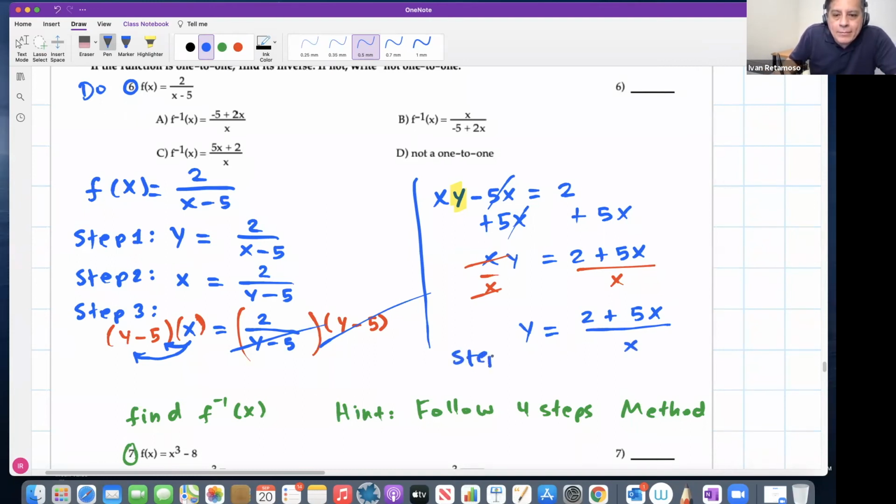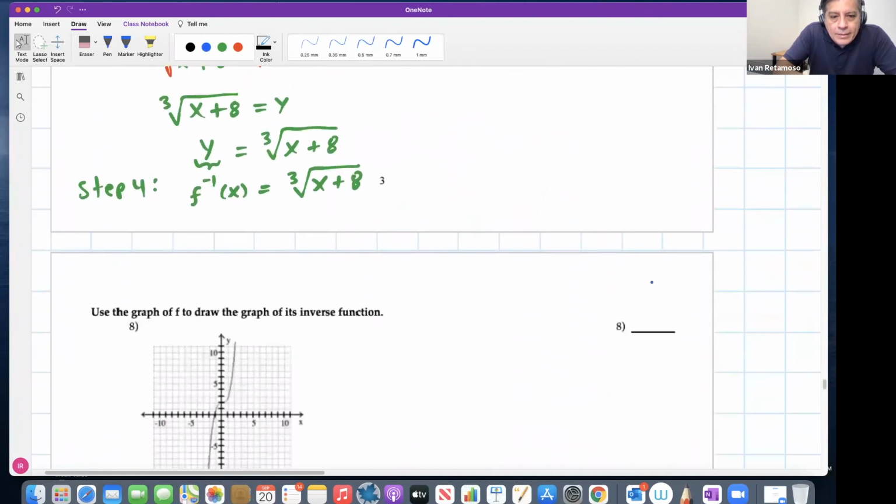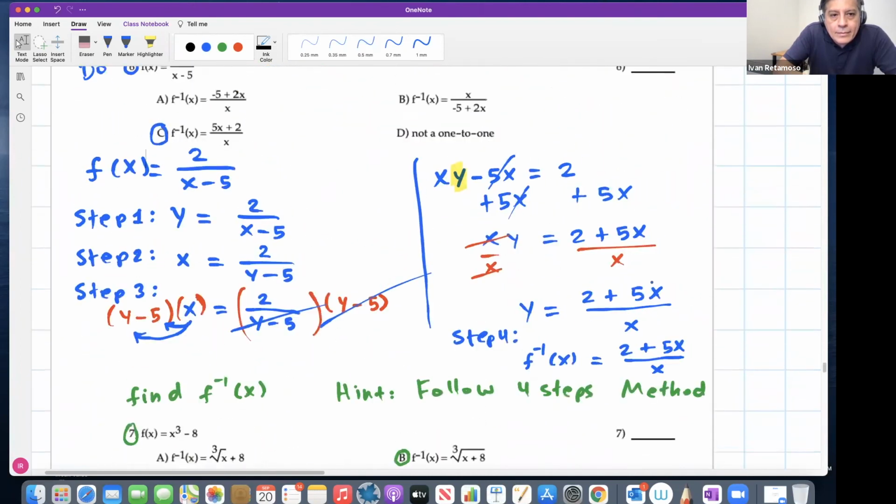There is this step 4, just to deal with the presentation. y should be substituted with f inverse of x, right? f inverse of x equal 2 plus 5x over x. 2 plus 5x over x, which is here, right? 2 plus 5x is the same as 5x plus 2, right? So very good. Excellent, guys. So this is this. Great. Now, you can do the others at home, probably.